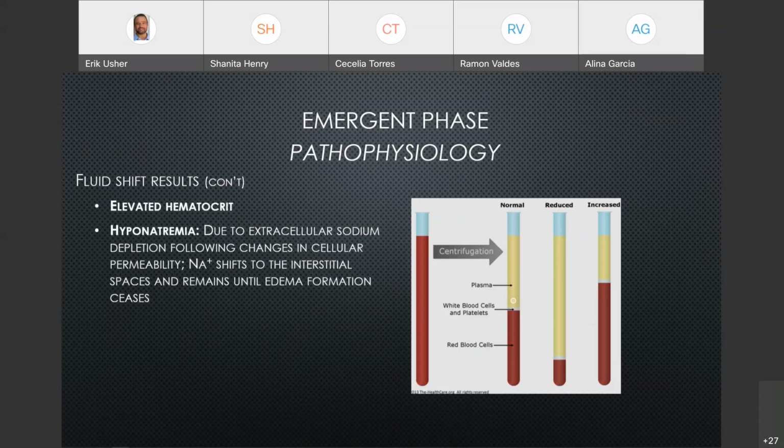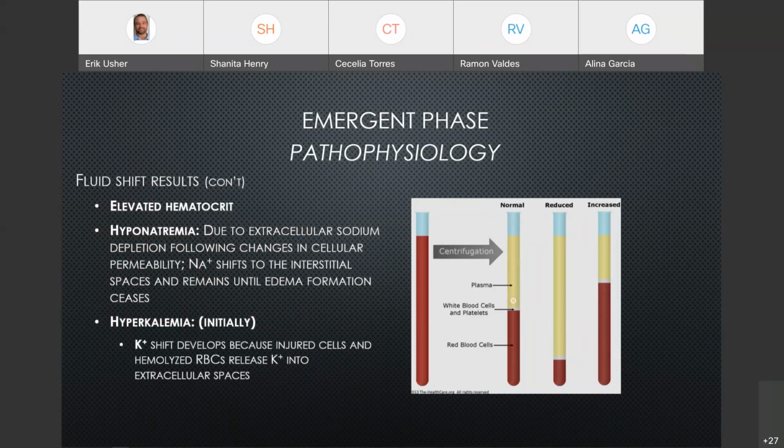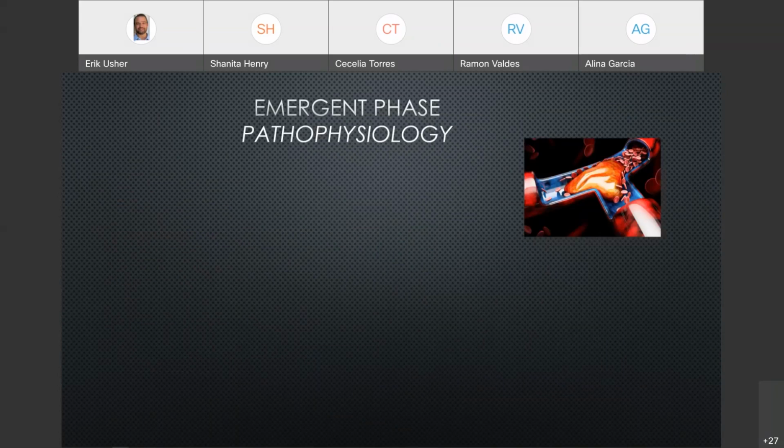So sodium shifts to the interstitial spaces and it remains until the edema formation ceases. And remember, sodium's a sponge. Where it goes, fluid goes, and that further contributes to the edema. Initially, they get very hyperkalemic. Why? Well, you get a ton of cells that are destroyed, and that causes hemolyzation of the red blood cells. So all of this releases potassium into the extracellular spaces.